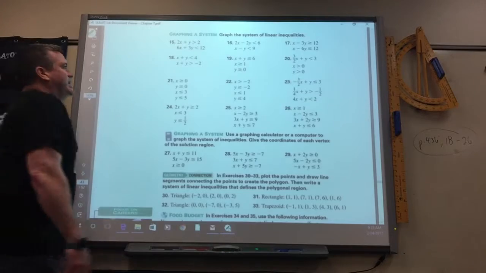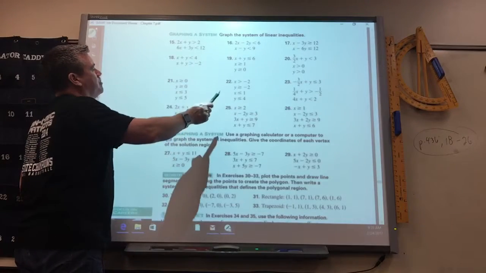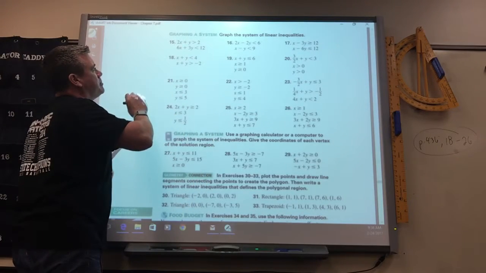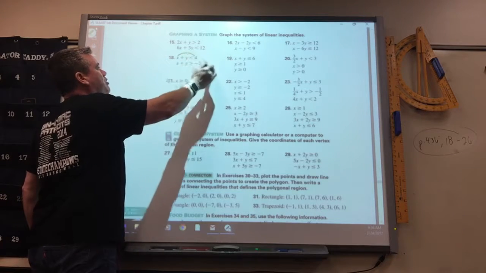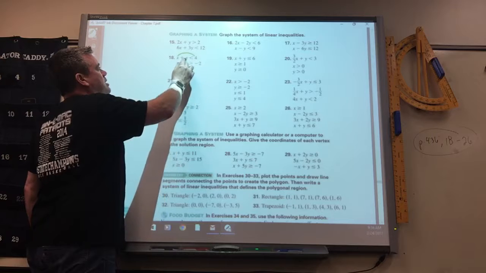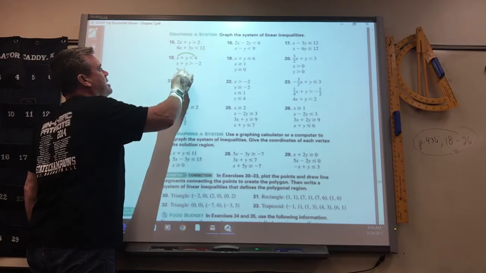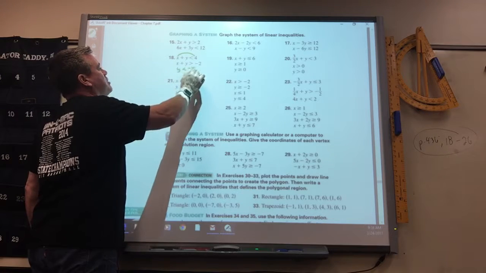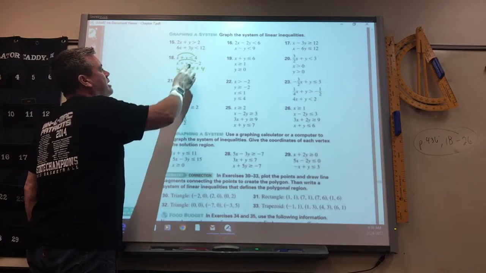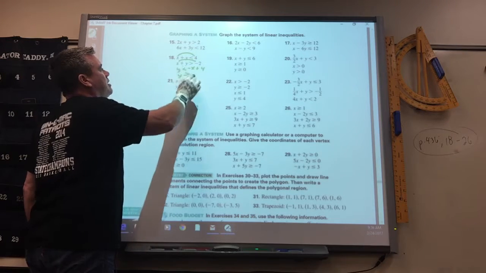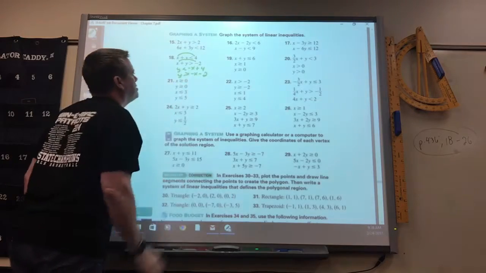So on 18, these are in standard form. So you got to rewrite them in slope-intercept form to graph them. So all we got to do in both of them is move the x over. So this is y is less than, that would change to negative x plus 4. Do the same thing here, it'd be y is greater than negative x minus 2.